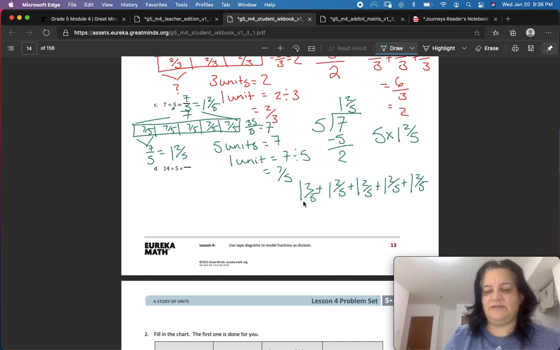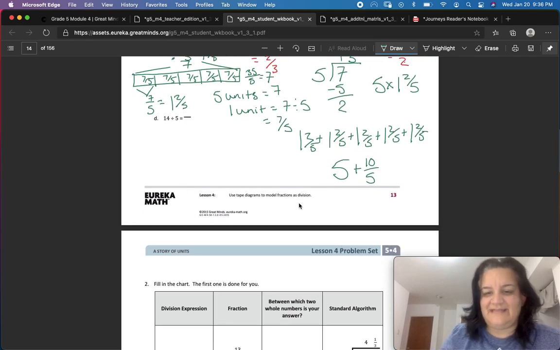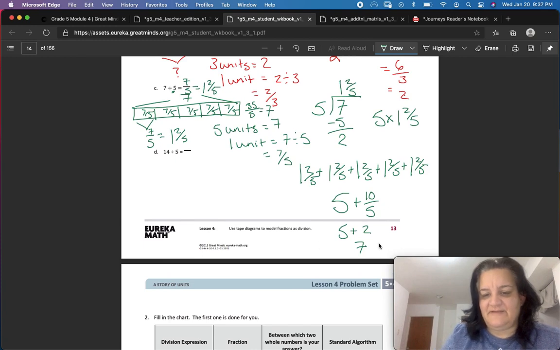Okay, so I'm going to add all the whole numbers. 1, 2, 3, 4, 5. Now I'm going to add all the fractions. 2, 4, 6, 8, 10 fifths. Well, 10/5 actually just equals 2, okay, which equals 7. So I've got my 7 here, my 7 here, my 7 here. It all makes sense.